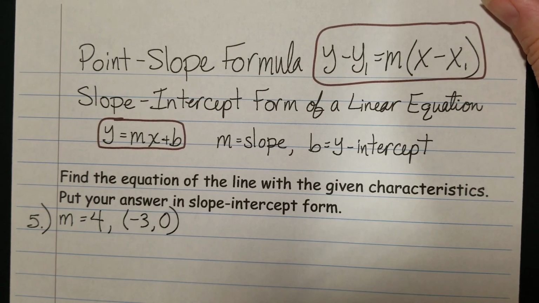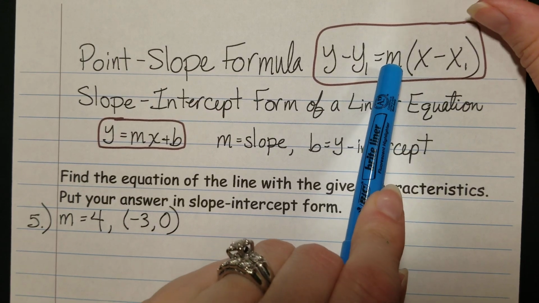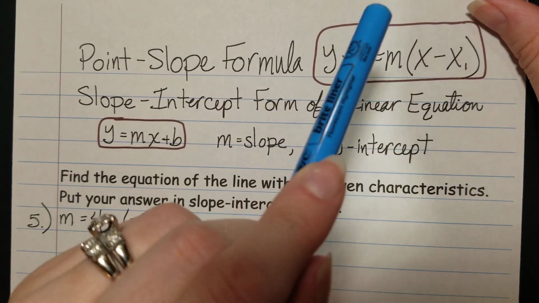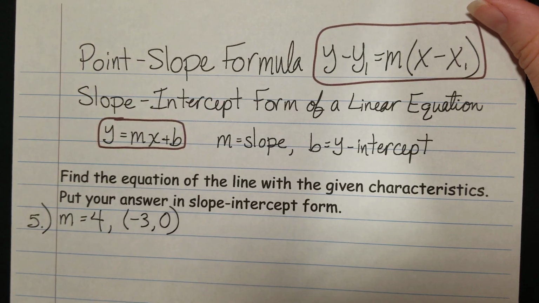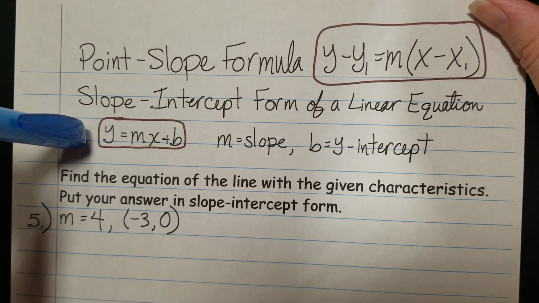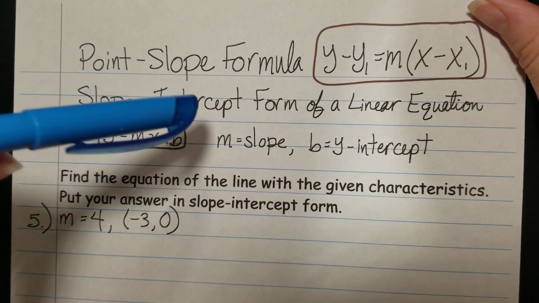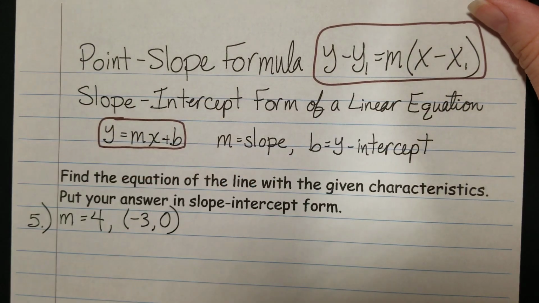Once you plug that in, with this formula, you're going to be plugging in 3 numbers. You're going to be plugging in a number for the slope, and then a number for x1 and a number for y1. Then once you plug all of that in, you're going to simplify it to put it into slope-intercept form, y equals mx plus b. As we know, m is the slope, b is the y-intercept of the line.